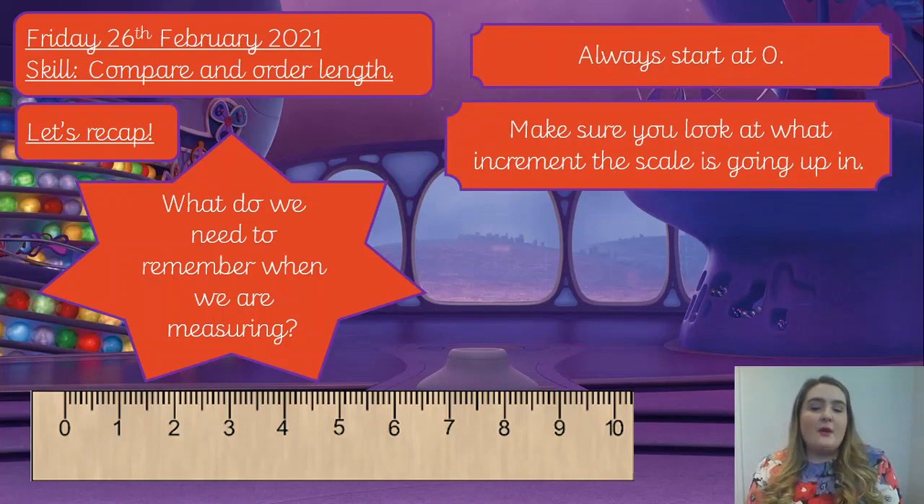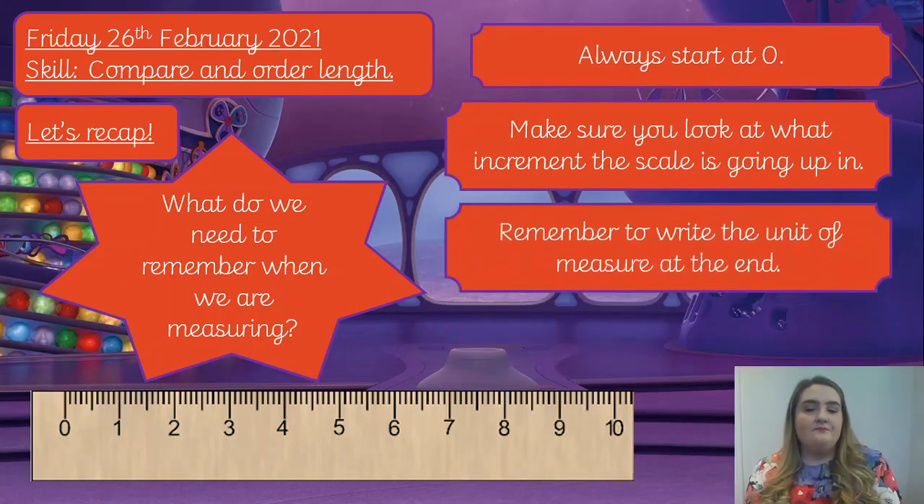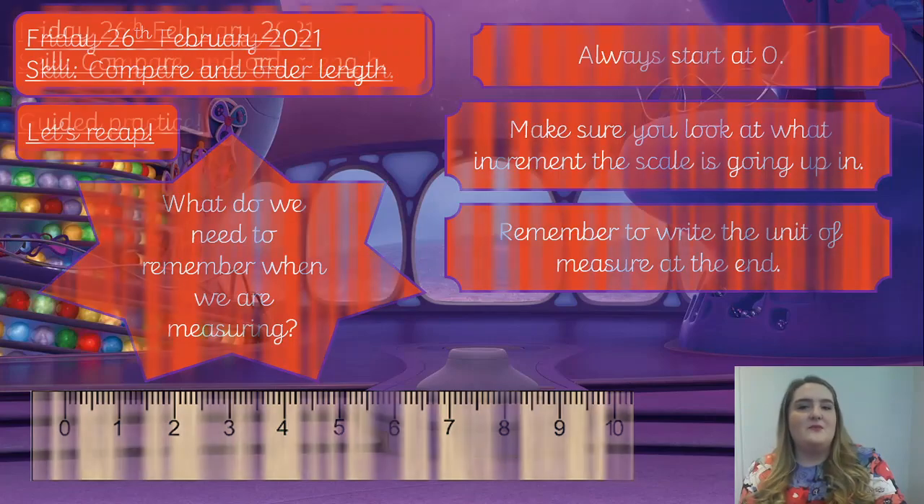Make sure you look at what increment the scale is going up in. And remember to write the unit of measurement at the end. So if you're just writing 5, we don't know if that's 5 chickens, 5 aliens, or 5 centimetres. So it's really important you write the unit of measurement at the end.